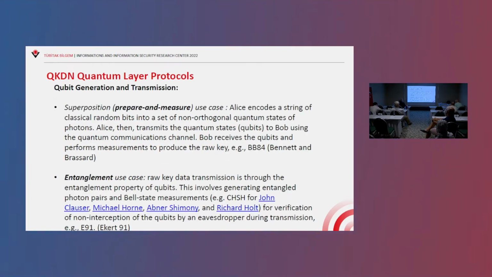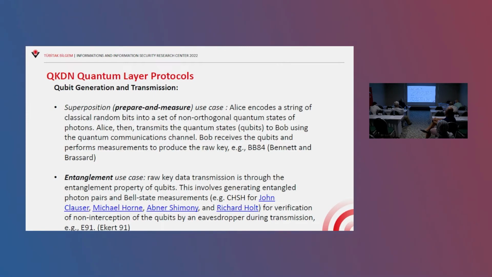As we said, there are two major kinds of quantum key distribution protocols. One would use the prepare and measure approach that would exploit the superposition property. In this case, Alice would encode a string of classical random bits in non-orthogonal or orthogonal quantum states of photons. Non-orthogonal meaning she could pick, for instance, the eigenvectors of X and Z Pauli operators that would represent non-orthogonal bases.